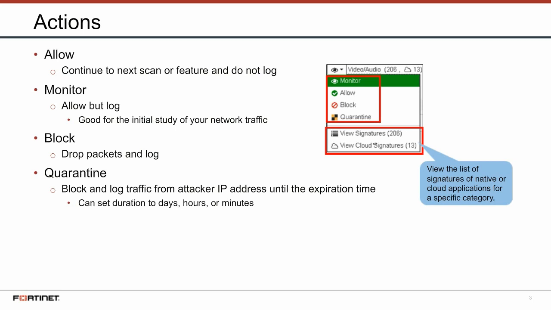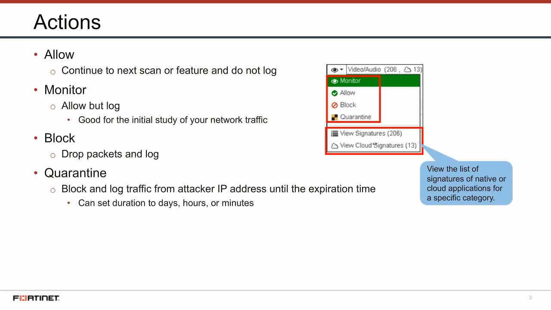The View Signature setting allows you to view signatures from a particular category only and is not a configurable action. The View Cloud Signature setting allows you to view application signatures for cloud applications from a particular category. Which is the correct action to choose?